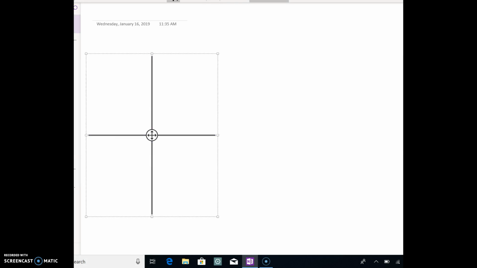In this example, we're going to find the 6 trigonometric function values of negative 10 pi over 3.